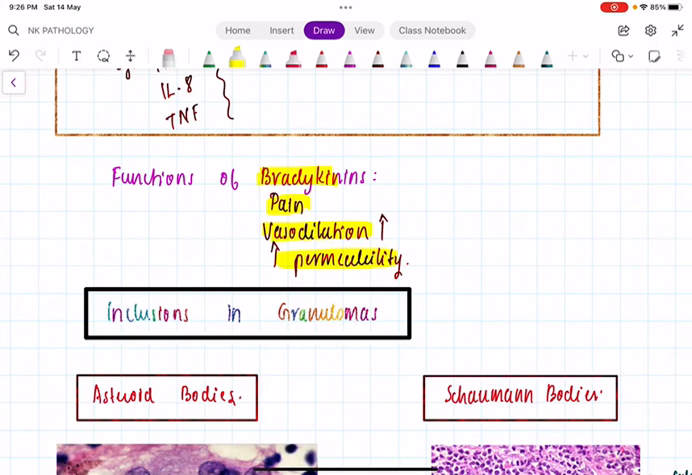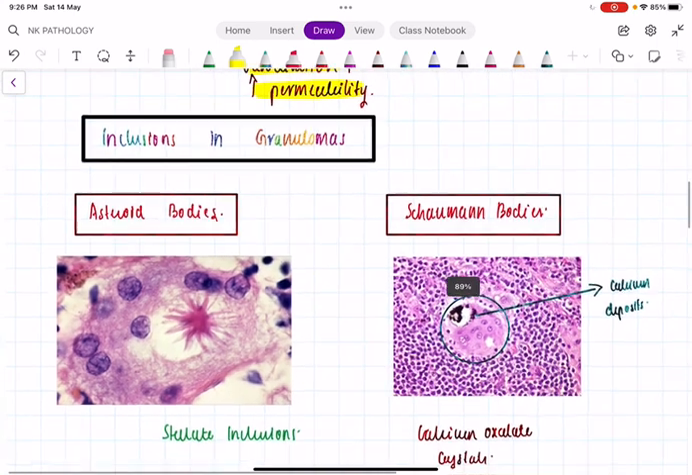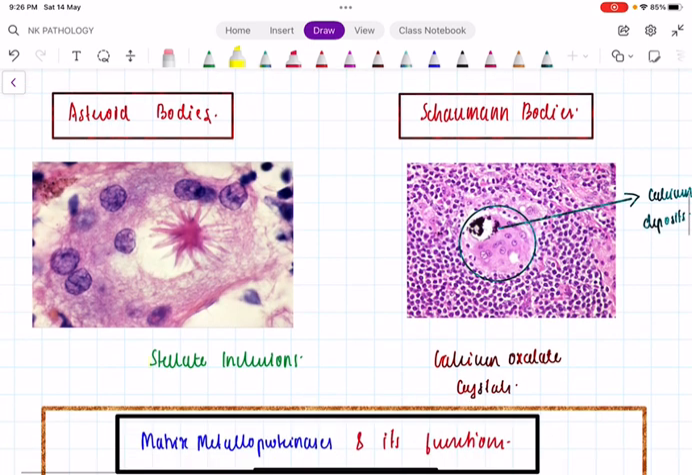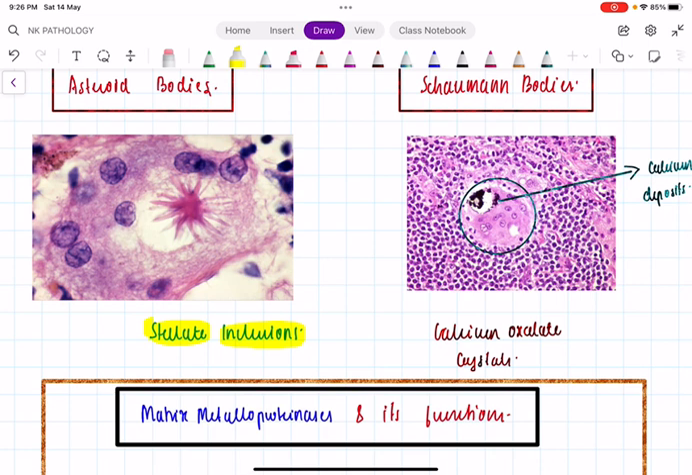Once that is done, we have different inclusions in granulomas. Out of these, the most important are 2: one is called asteroid bodies and another is called Schaumann bodies. What are asteroid bodies? As you can see here, they are stellate or star shaped inclusions within the granuloma. And remember, both asteroid bodies and Schaumann bodies are present in sarcoidosis.